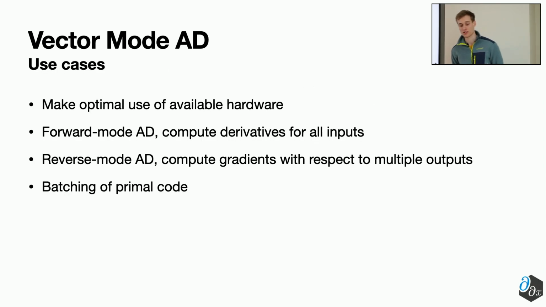So first of all, what is vector mode AD? We have the following use cases. We want to make optimal use of our hardware. That's mainly the SIMD vector cores in our machine, and for that we can apply forward mode AD, which computes the derivative for all inputs. And we can also use reverse mode AD. We can vectorize that, which computes gradients with respect to multiple outputs. And we also have batching of primal code.